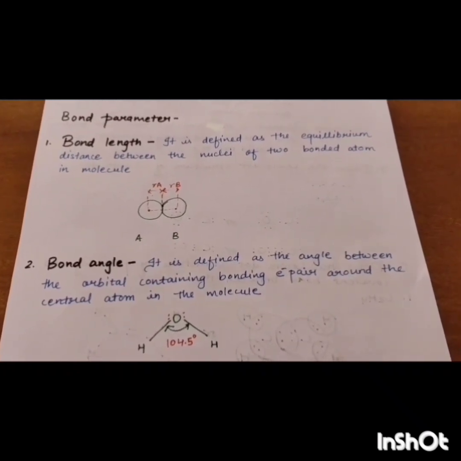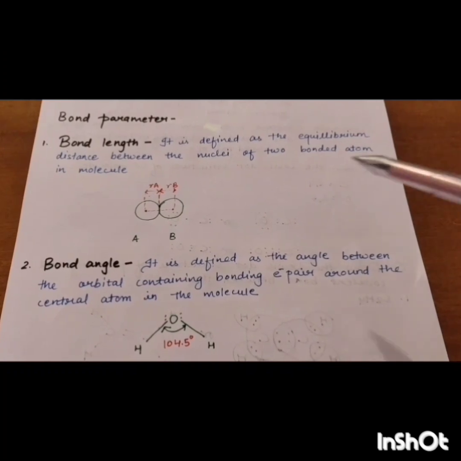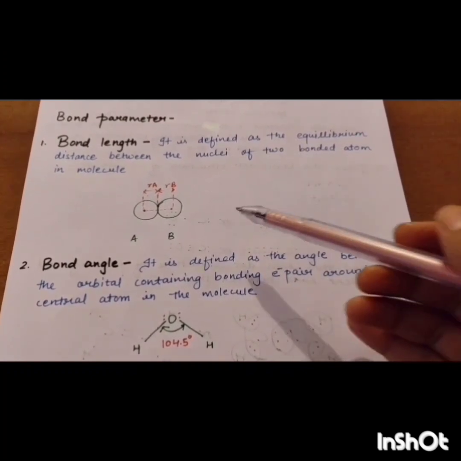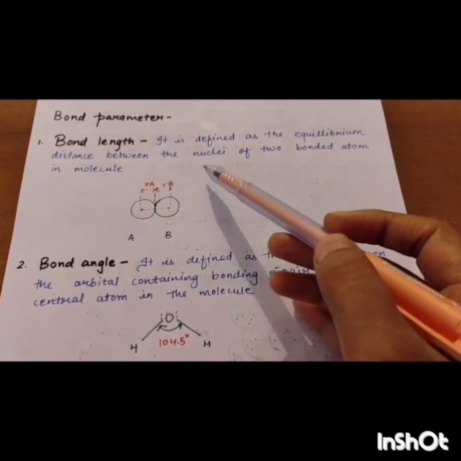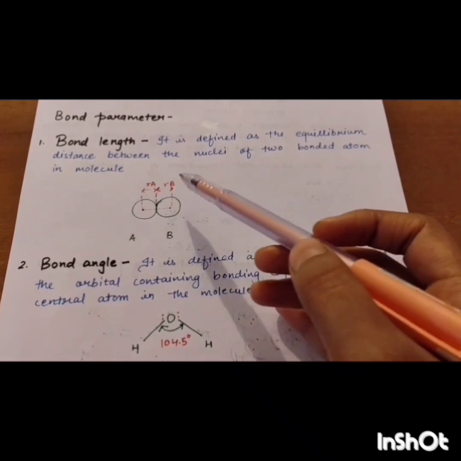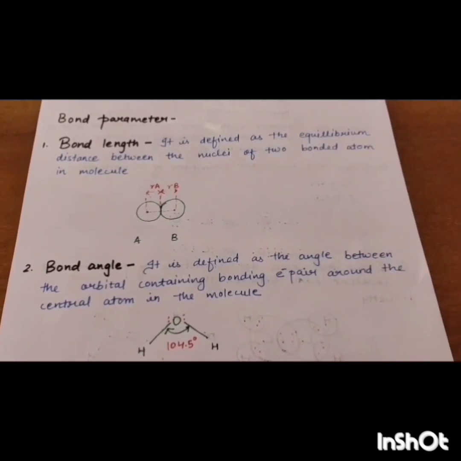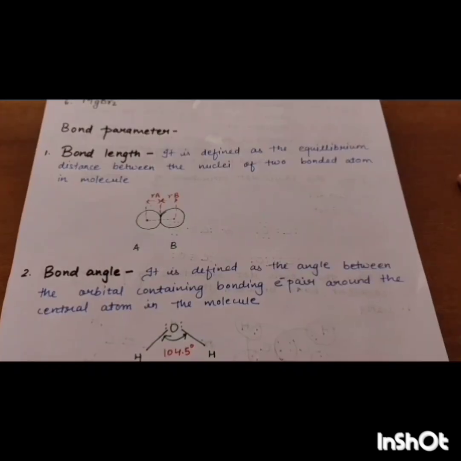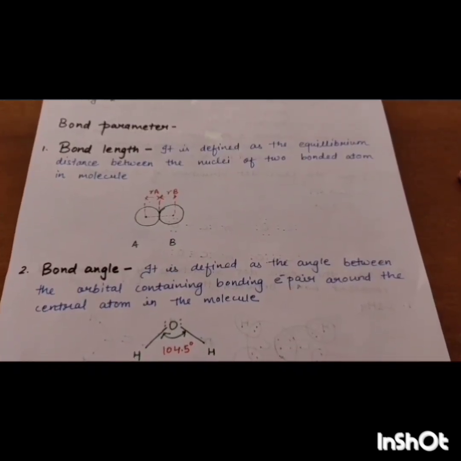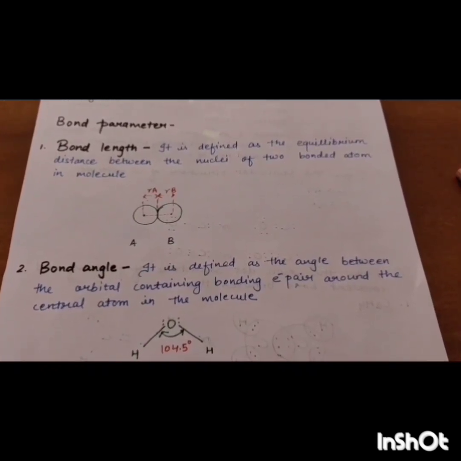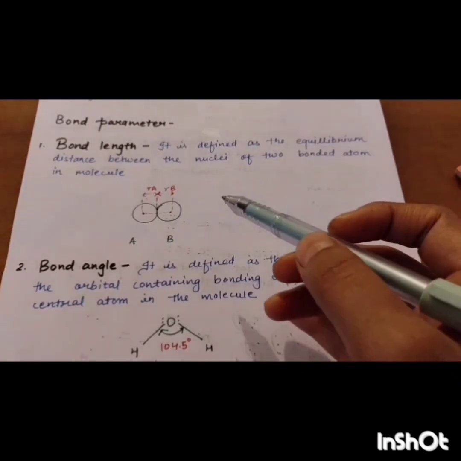So in this we discuss the term bond length. So what is bond length? It is defined as the equilibrium distance between the nuclei of two bonded atoms in a molecule. Here you are seeing the equilibrium distance between the two nuclei.